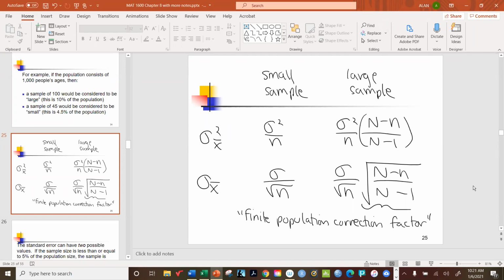All right, so I think it's time to look at an example. Let me just give you a minute to finish copying that. All right, and then we'll carry on.